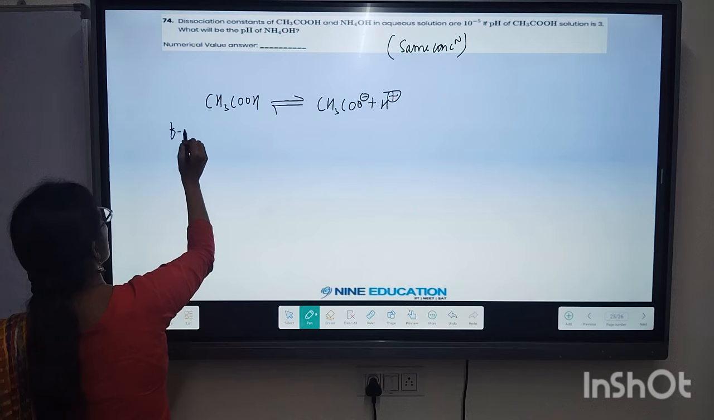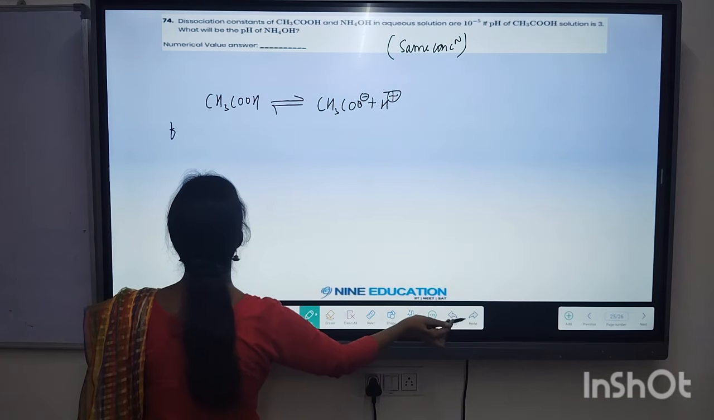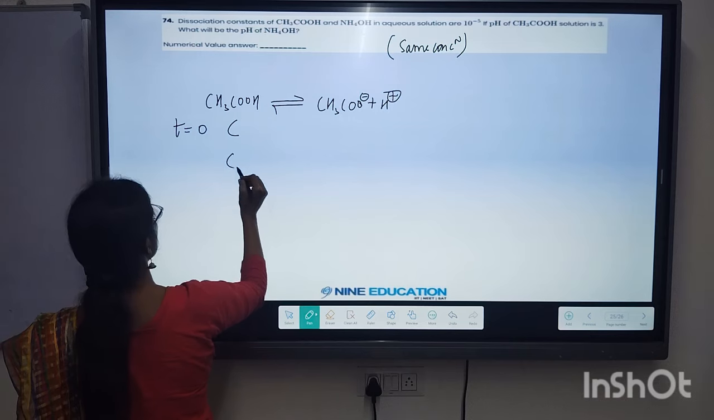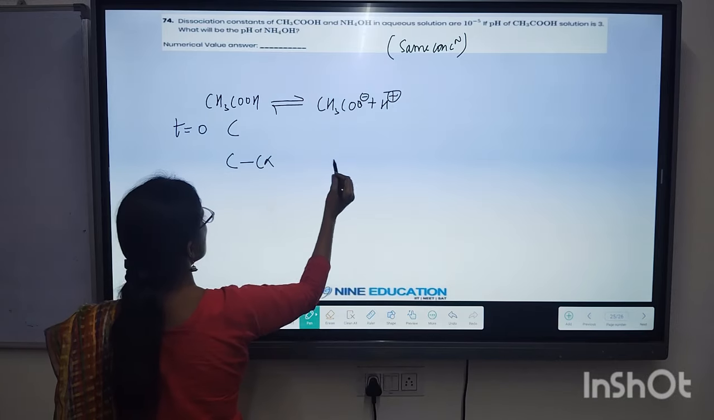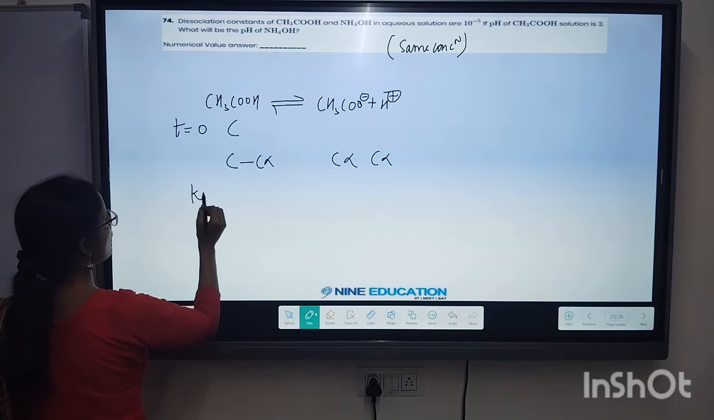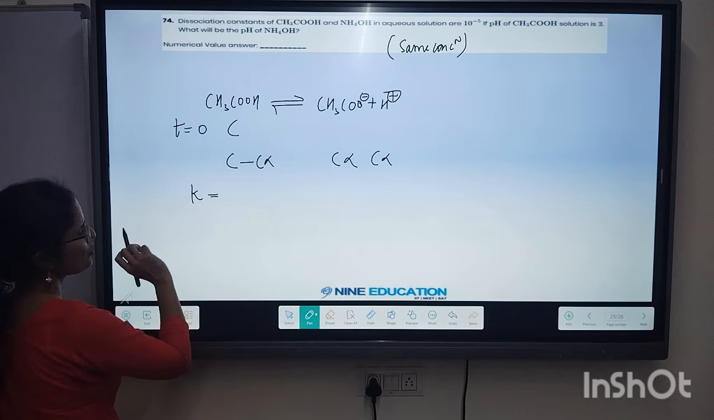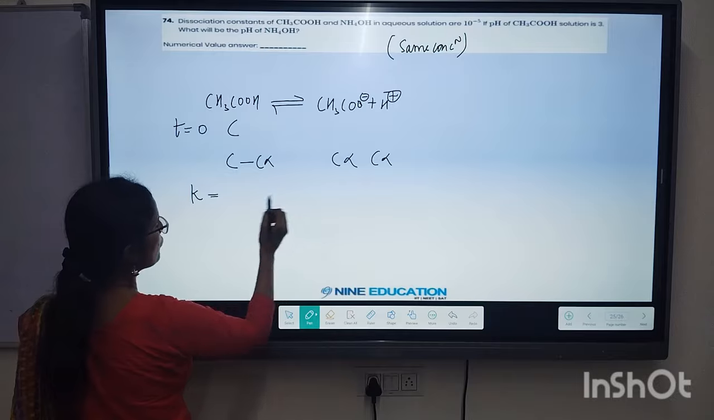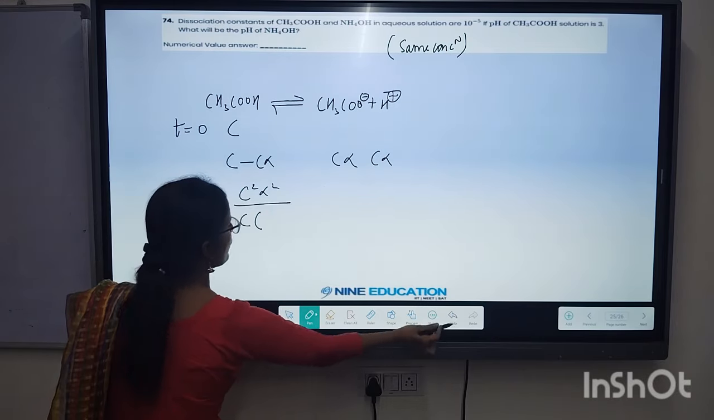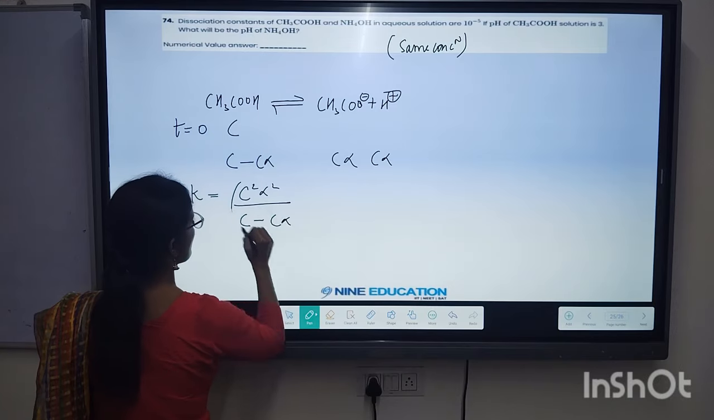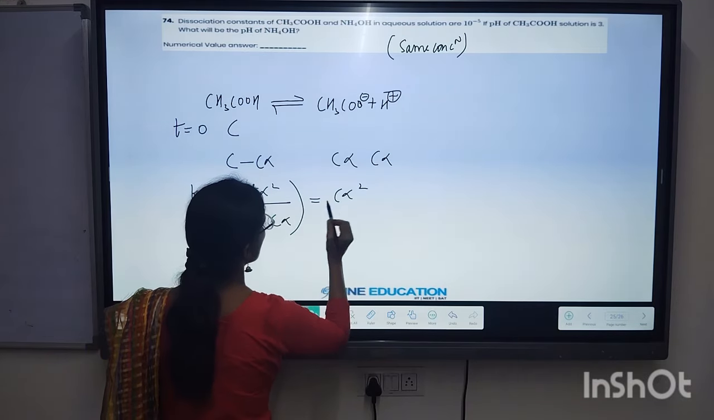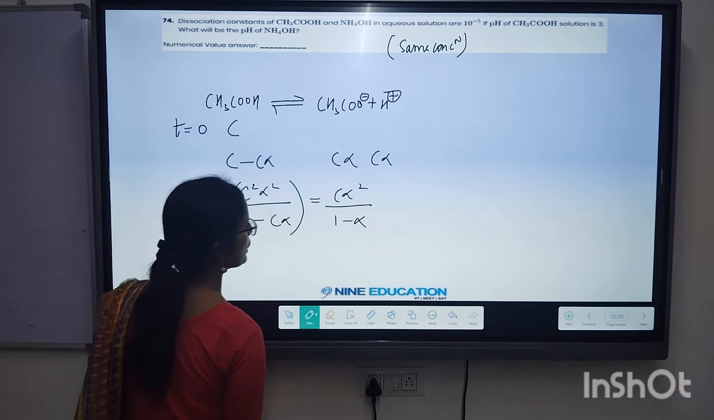Now let us say at t equal to 0 we have a concentration C, and at equilibrium we have C minus C alpha, and here we will have C alpha and C alpha. At equilibrium, writing K in terms of concentration, we have C alpha into C alpha, which is C square alpha square, divided by C minus C alpha. When we take C common, C cancels out, and we get C alpha square divided by 1 minus alpha.